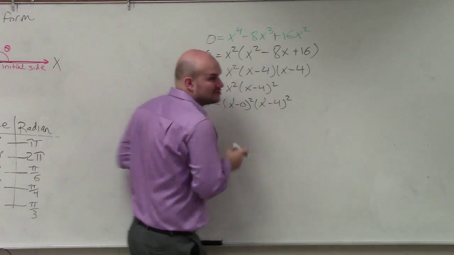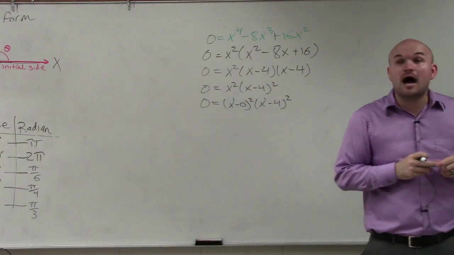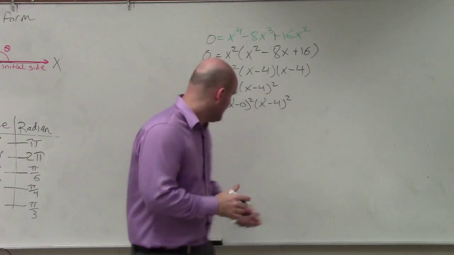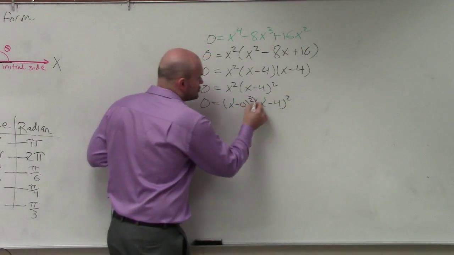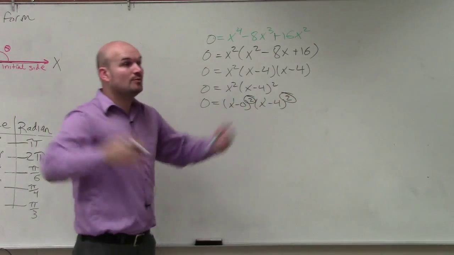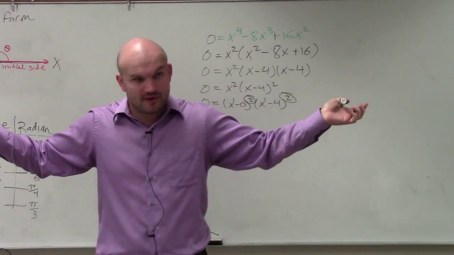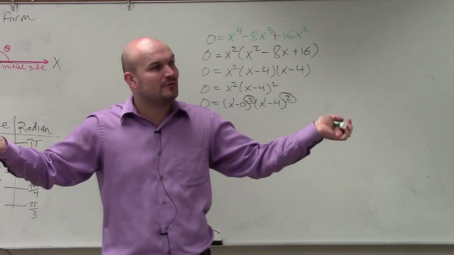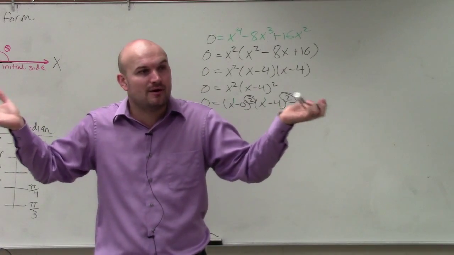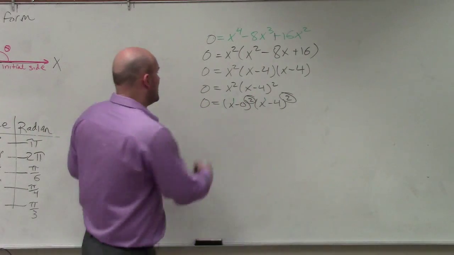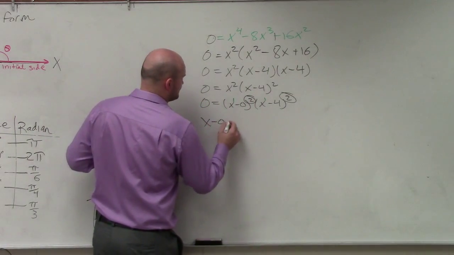But all of my factors are linear. And all my factors are now raised to a power, correct? That power is 2 and 2. So what does that tell you about the multiplicity? The multiplicity is even for both of them, correct? What does that tell you about the graph? What does the graph do at that power? It bounces, right?